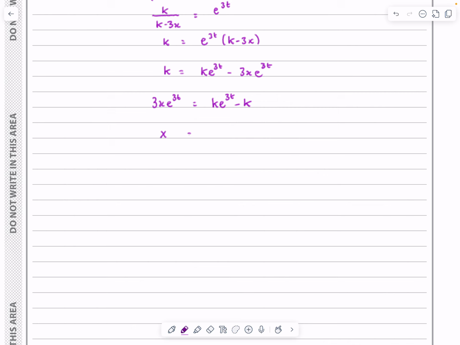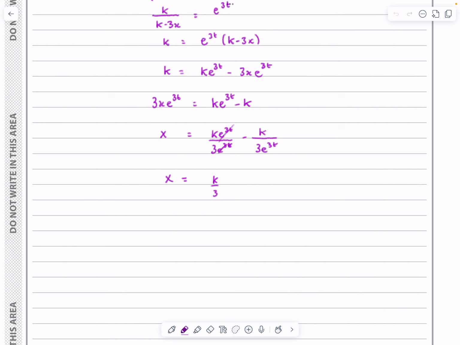So x is going to be k e to the 3t over 3e to the 3t minus k over 3e to the 3t. I'm just trying to think whether I want to have this as separate functions. And then tidying that properly, they didn't give me a format to make it look like, but obviously if I cancel the e to the 3t's, I'm going to get k over 3 here.